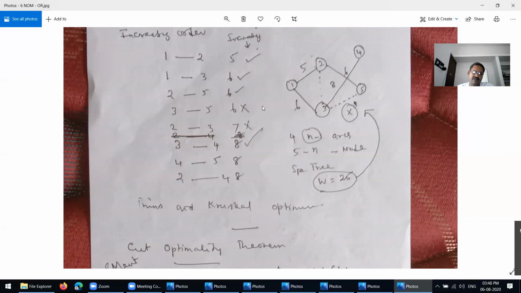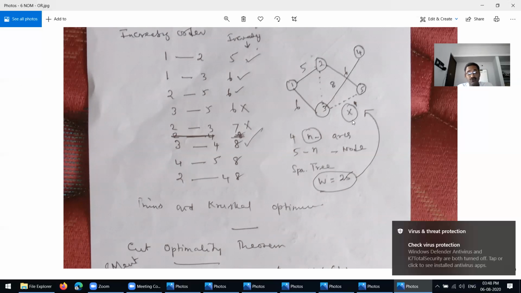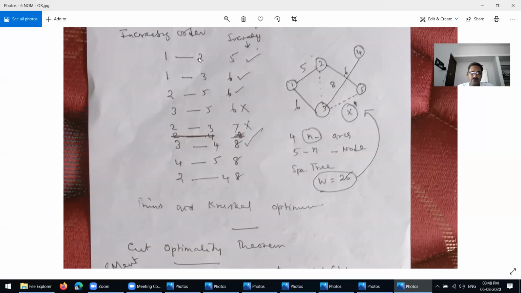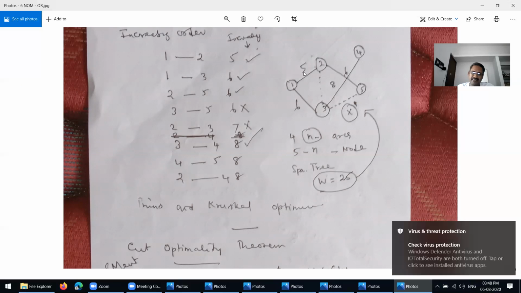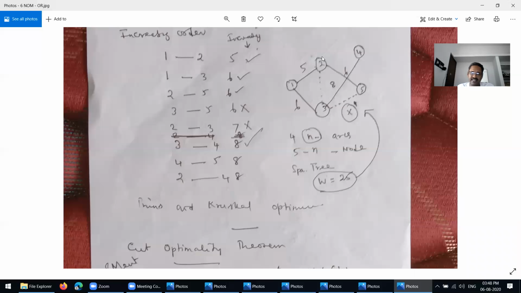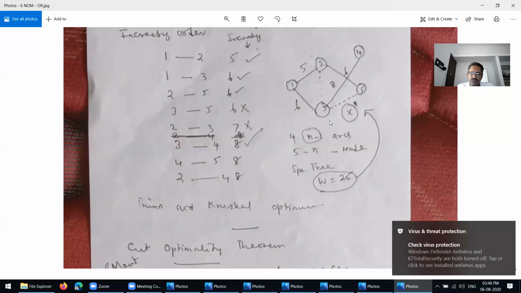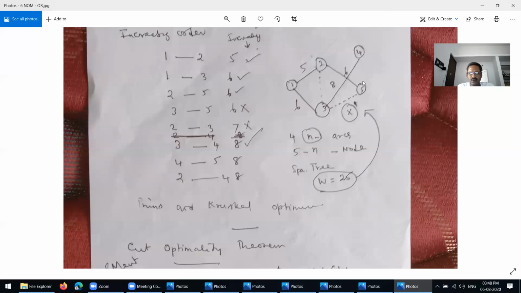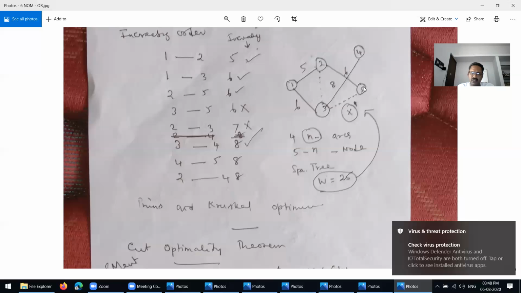So therefore, the only possibility is 1 to 2 connected, 1 to 3 connected. Every time you have to check whether the spanning tree conditions exist. 1 to 2, 2 vertices and 1 edge. This is okay. Then 1 to 3 is also a tree. See here, 1 to 2, 1 to 3 is also a tree. And then 2 to 5 is also a possible tree. 2 to 5 having 6 is also possible.